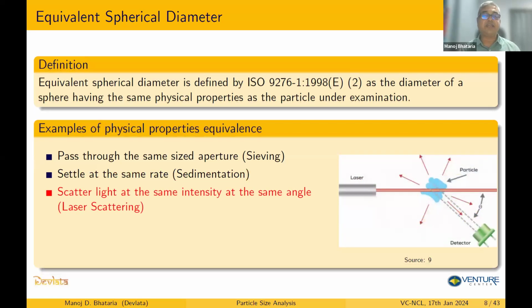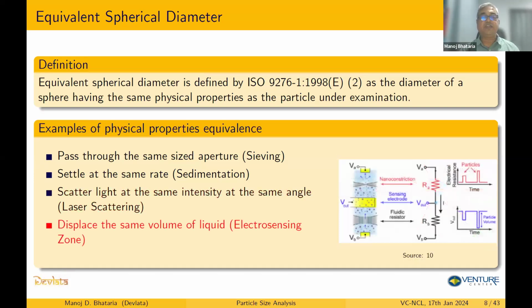Or if you consider light scattering, or static light scattering, in this case, if you measure the intensity of the scattered light at a given angle, or say multiple angles, for particle analysis, one single angle is not sufficient. You have to measure at multiple angles in the case of static scattering. So if the behavior is the same for two particles, we can say that the particle size is the same for both of them. Or in the case of, let's say, the electrosensing zone, it's the volume of the particles. So if the particles displace the same volume of liquid, then those two particles are of the same size.